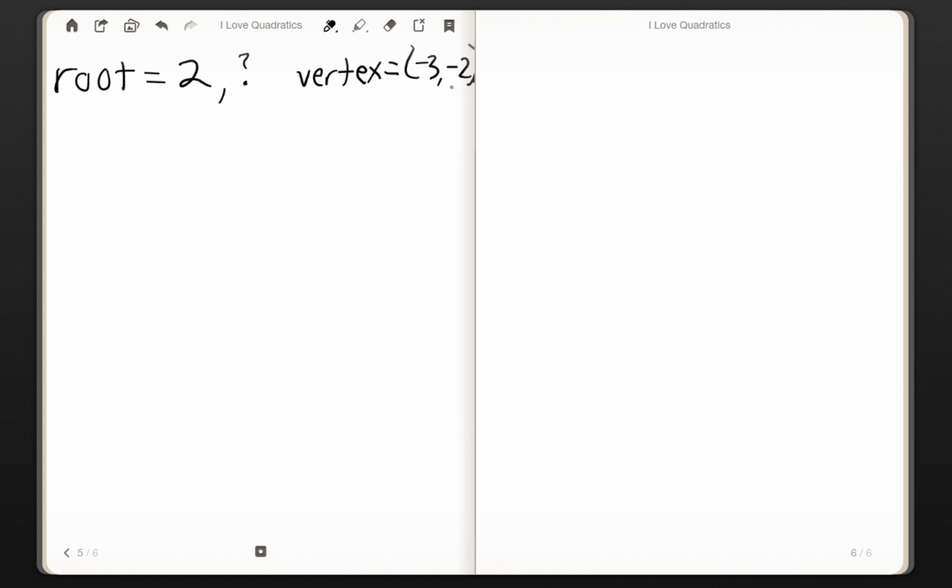Of -3, -2. So your first guess here, in order to write the equation, might be to use root form, since we know what one of the roots is, and we can treat the vertex as just any other point on the graph, x comma y.